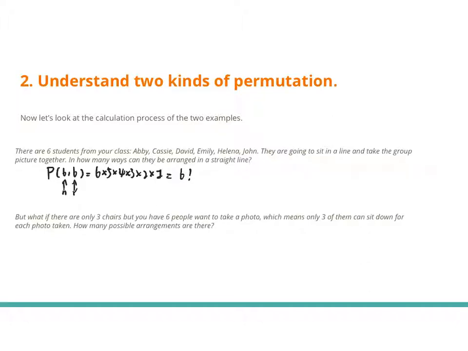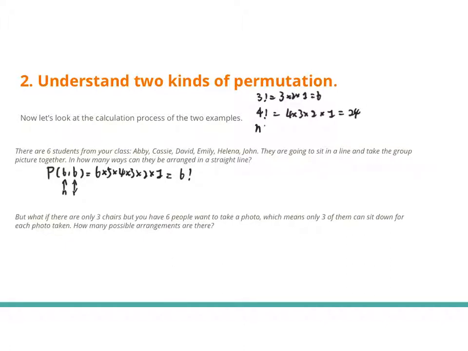Just in case you don't know what factorial is, it's a really easy operation. If you have 6 factorial, that means 6 times 5 times 4 all the way down to 1. If you have 3 factorial, for example, that should be 3 times 2 times 1, that equals 6. And if you have a 4 factorial, that should be 4 times 3 times 2 times 1, that equals 24.